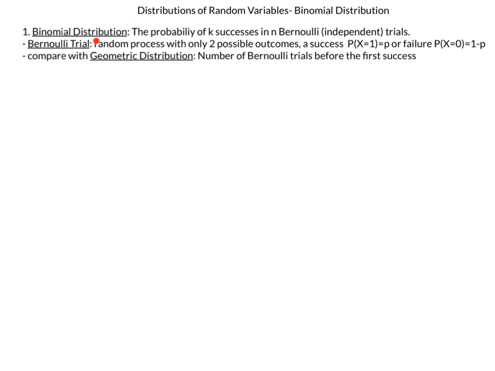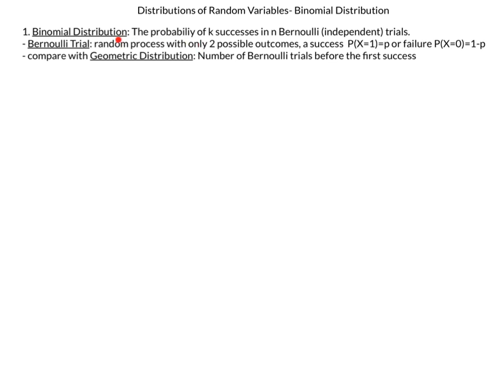The binomial distribution is the probability of k successes in n Bernoulli trials, and Bernoulli trials are independent. And just to review what a Bernoulli trial is, that's a random process that only has 2 possible outcomes. So we call our outcomes success or failure. And when we designate our success as our random variable x equal to 1, this is the random variable for the Bernoulli trial. So probability x equals 1 is equal to p, which leaves the probability of failure, which we designate x equals 0, equal to 1 minus p.